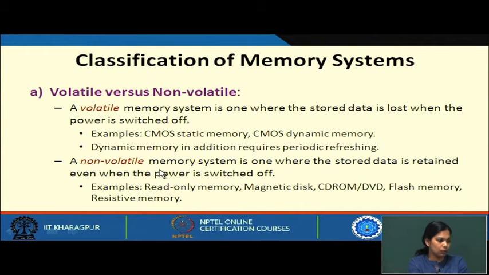Now, what is a non-volatile memory? A non-volatile memory system is one where the stored data is retained even when the power is switched off. Where will you see such non-volatile memory? We see it in read-only memories, where once the data is there, it retains. Magnetic disk is also one, as are CD-ROM, DVD, flash memory, and some resistive memories. These are all non-volatile memories, so even if the power is not supplied, the data will remain.